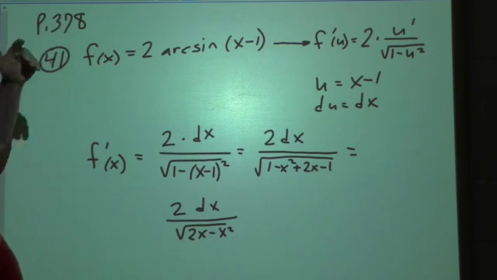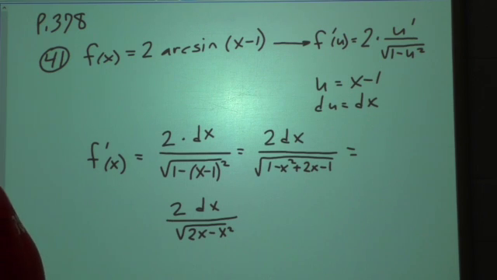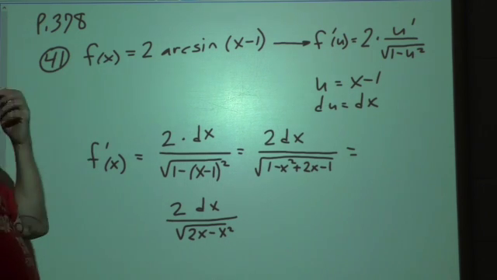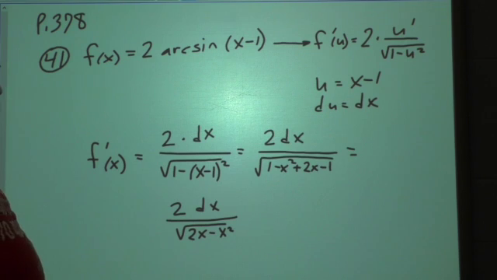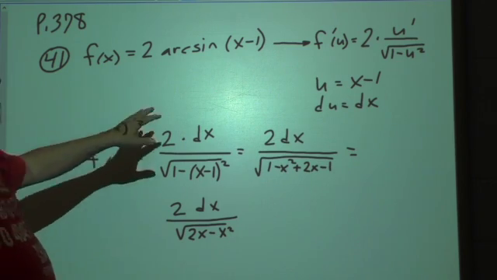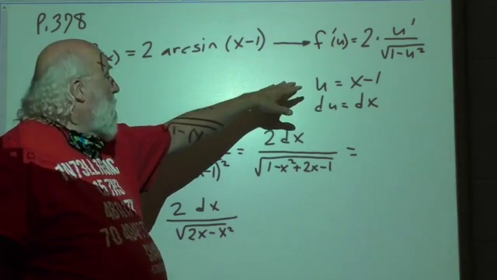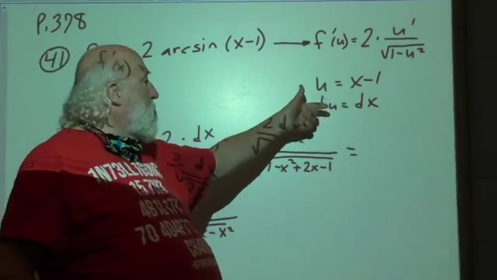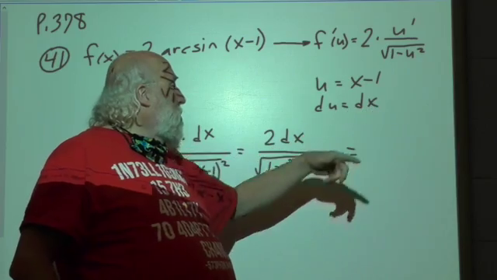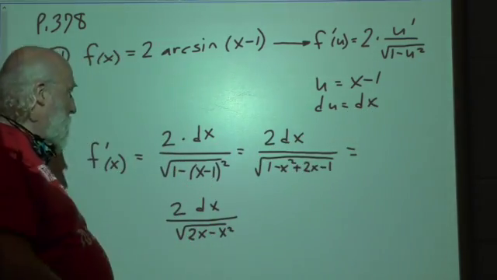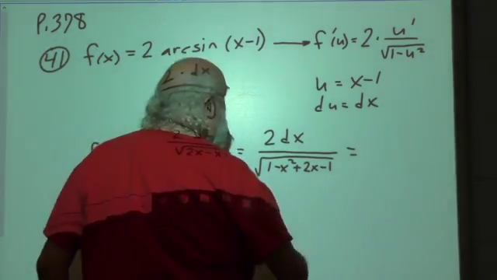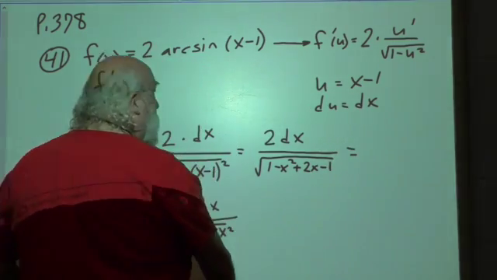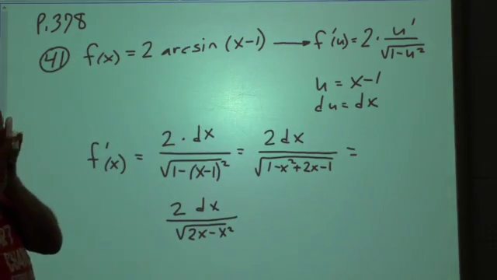This page 378 is where we're doing this. The problem is the function of 2 times the arc sine of x minus 1, and we're asked to find the derivative of this. So I have substituted u for x minus 1, and when you derive u, that's just going to give you the derivative of x, which is 1 times dx. Okay?